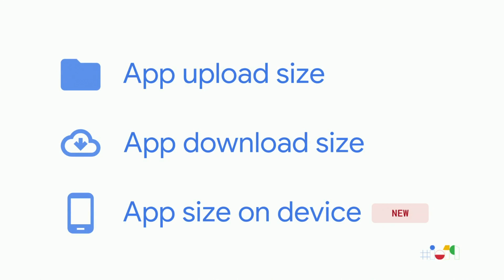OK, so before we see how to optimize your app, let's talk about what you should measure. So you're hopefully convinced by now that the size of your app matters. But what app size are we talking about? It's important to note that there are different types of sizes you can measure for your app, and not all have the same importance. There are in practice 3 ways to measure the size of your app. We have the app upload size, the app download size, and the app size on device.